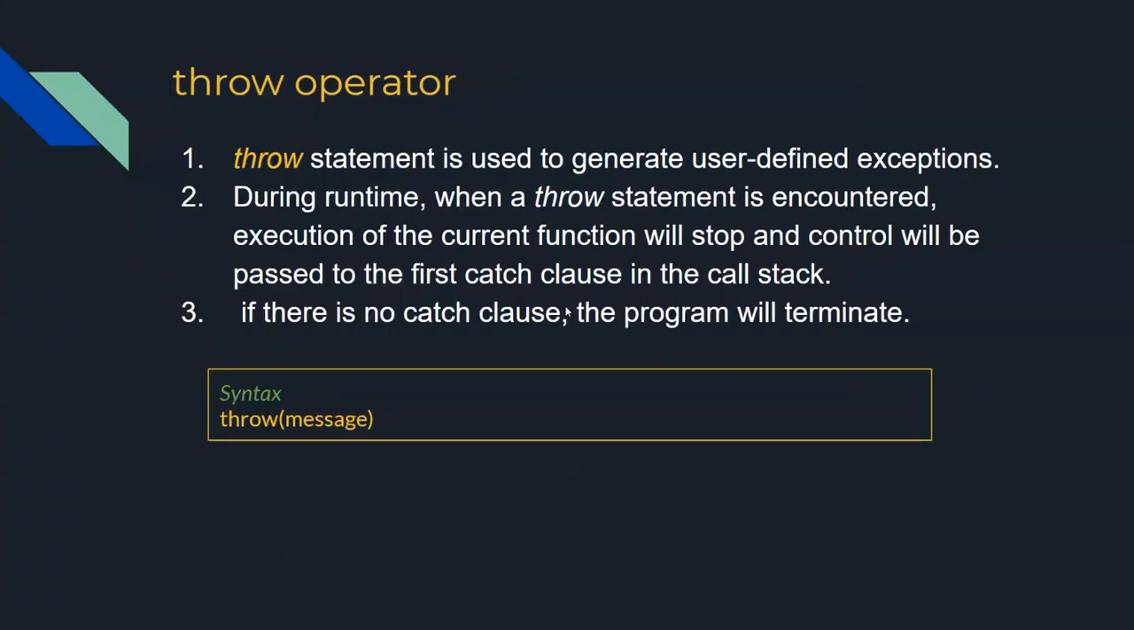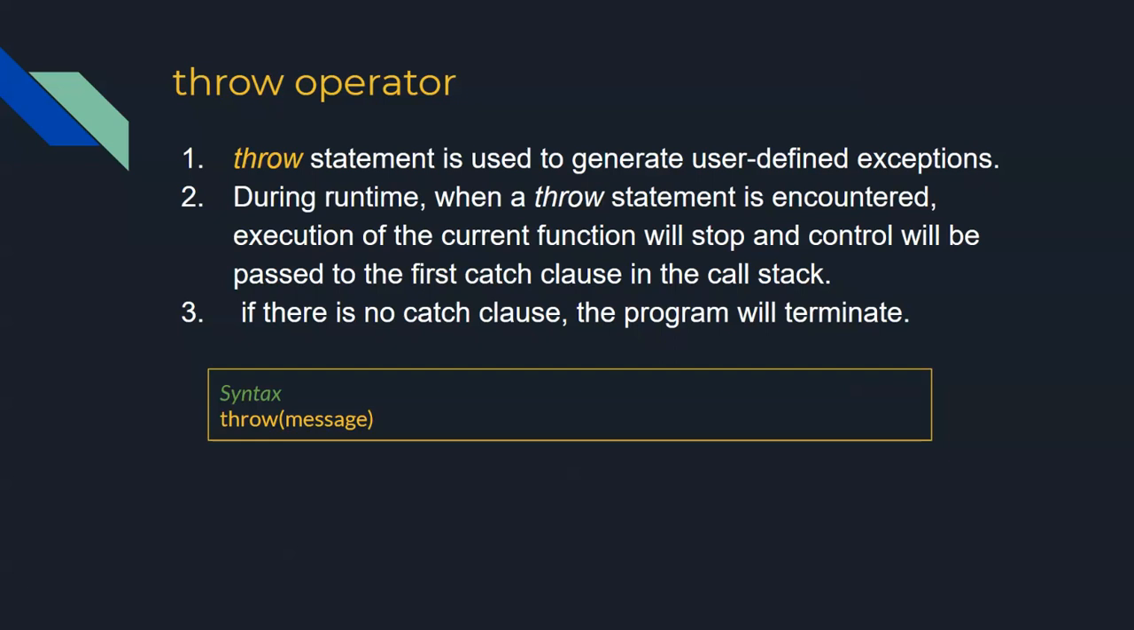Let's move on to the next topic. The next topic is the throw operator. The throw statement is used to generate a user-defined exception. Sometimes you want to generate an exception yourself. During runtime, when a throw statement is encountered, execution of the current function will stop and control will be passed to the first catch clause in the call stack. If there is no catch block, the program will terminate.